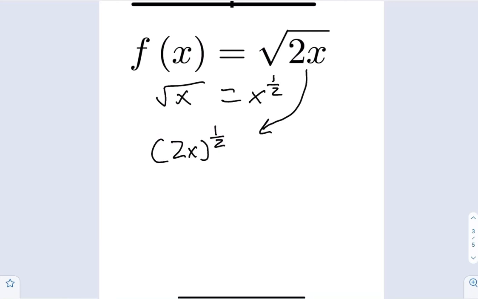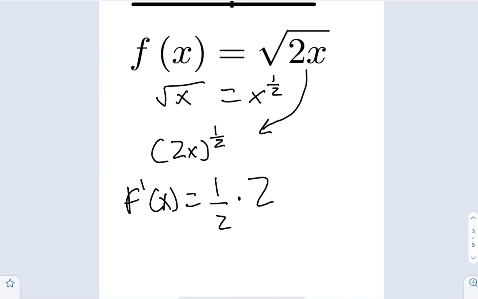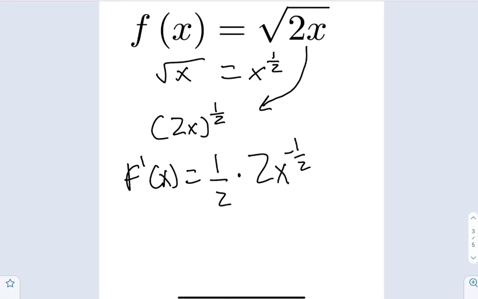All the power rule says is we take our exponent and we multiply it to the front. So our derivative, f prime of x, that's just notation, is equal to 1/2 times 2x to the power of whatever 1/2 minus 1 is. Well, 1/2 minus 1 is just negative 1/2, so we can rewrite that as negative 1/2. And we're done. Perfect. Let's try one more example.